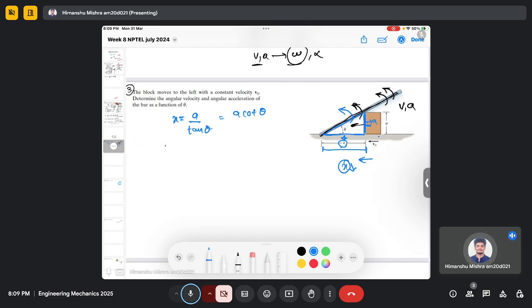If you want to see how x is changing, because the block is moving to the left, x is decreasing. So we have a non-zero rate of change of x in time. This can be given by x dot. Basically we need to take the time derivative of a cot theta, so it will be minus a. That constant velocity is indicated as v naught or v0.